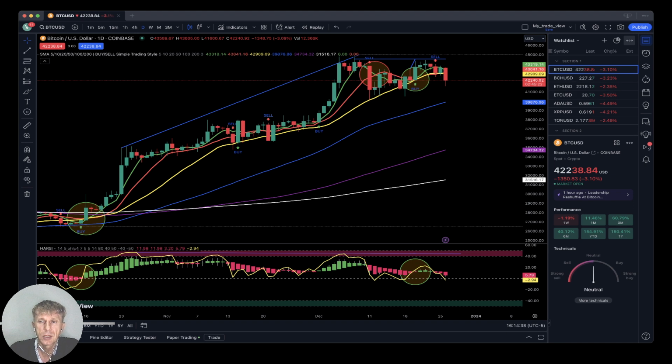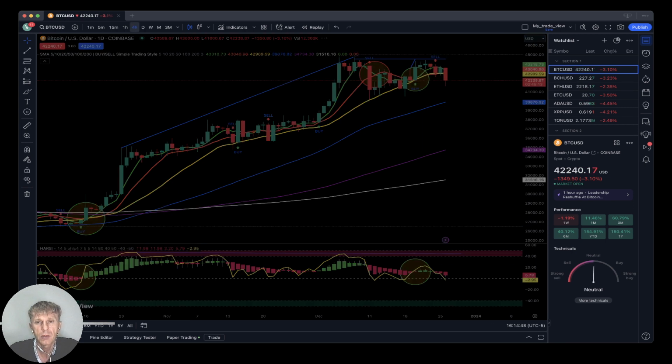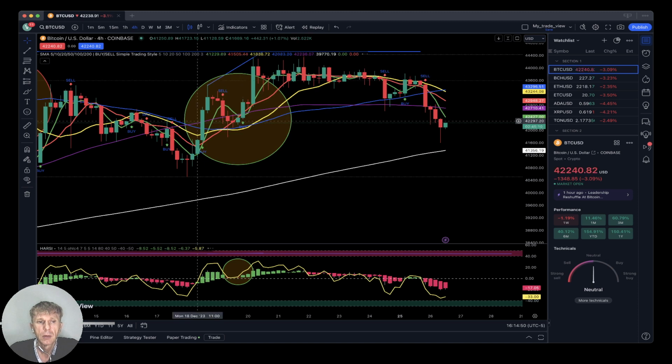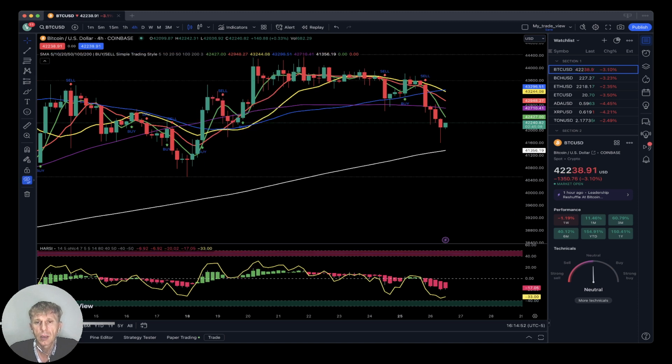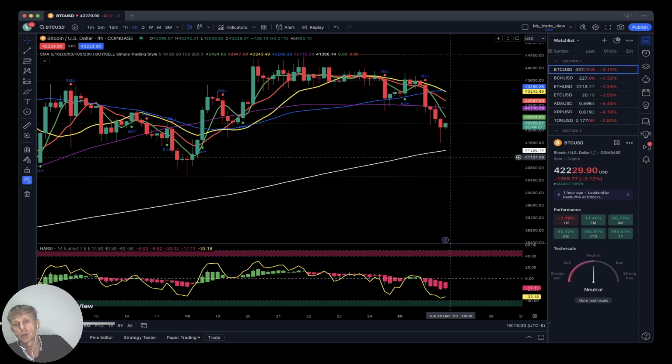-3% today. Today is December 26th, daily time frame for Bitcoin, right? Bearish reversal, bearish divergences. It wants to go bearish. 4 hours time frame, it's already a confirmed bearish reversal. SMA 5 moves below all moving averages except 200, bars below all moving averages except 200, bearish trend.